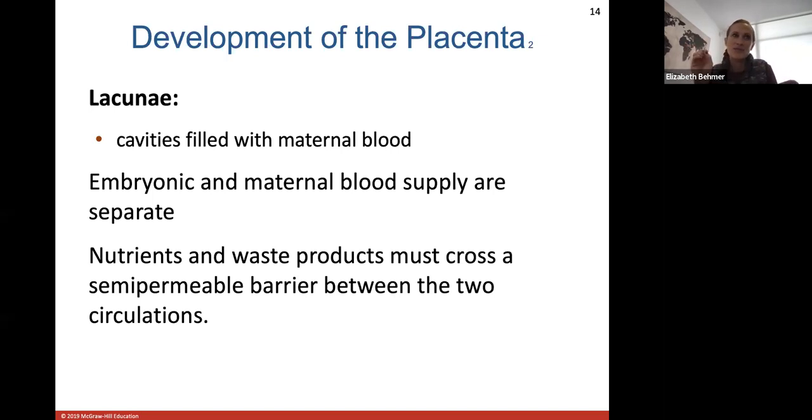So that's why it's okay to get vaccinated when you're pregnant, not just COVID, but for other things, because some of those antibodies can pass through to the embryo and be helpful.